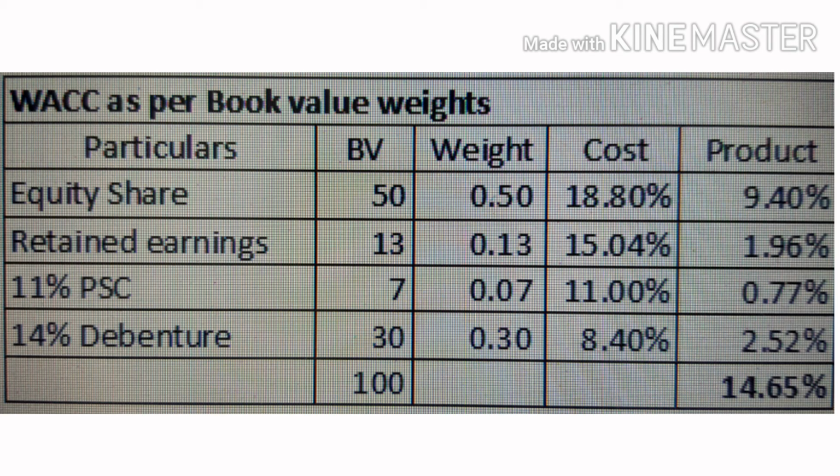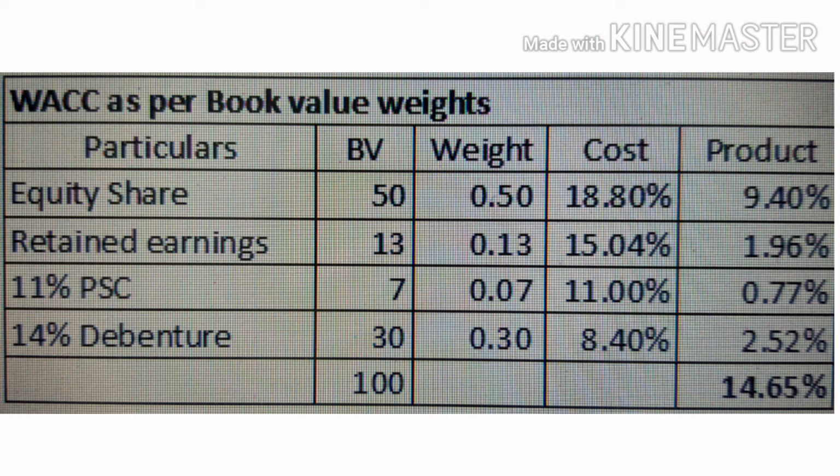In order to find out the weighted average cost of capital as per the book value weights, we need to prepare a chart. We have written the components of capital in the first column: equity share, retained earnings, 11% preference share capital, and 14% debentures. The book value we have written against that one: 50, 13, 7, and 30 lakhs. These figures are all in lakhs. I have used some short forms in the chart because of the space constraint.